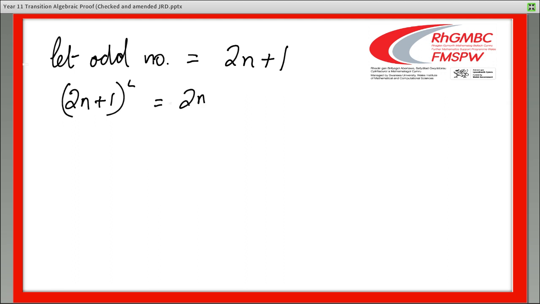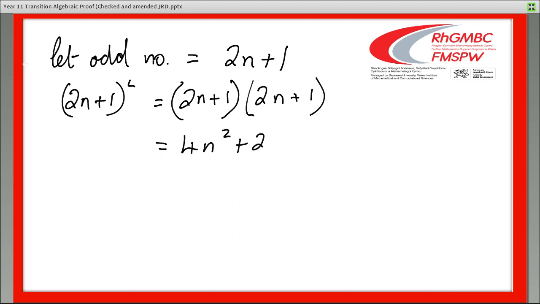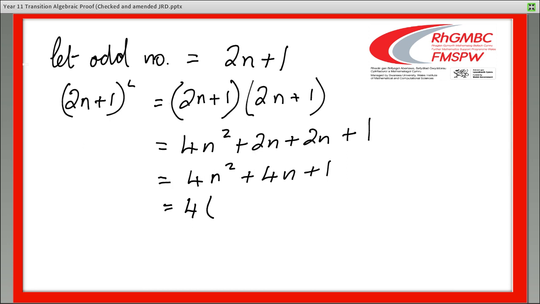Now we're asked to square this number. So we want (2n plus 1) all squared, which is 2n plus 1 times 2n plus 1. And that will give me 4n squared plus 2n plus 2n plus 1. Add together common terms: 4n squared plus 4n plus 1.